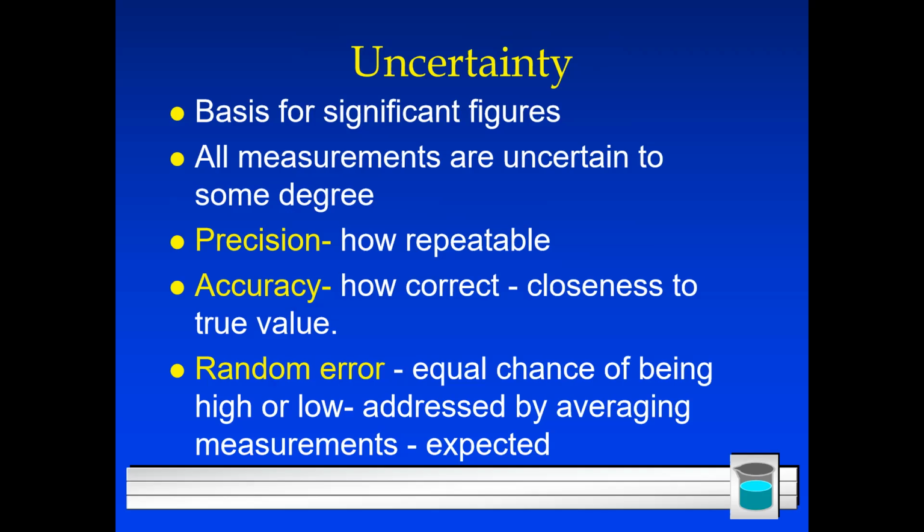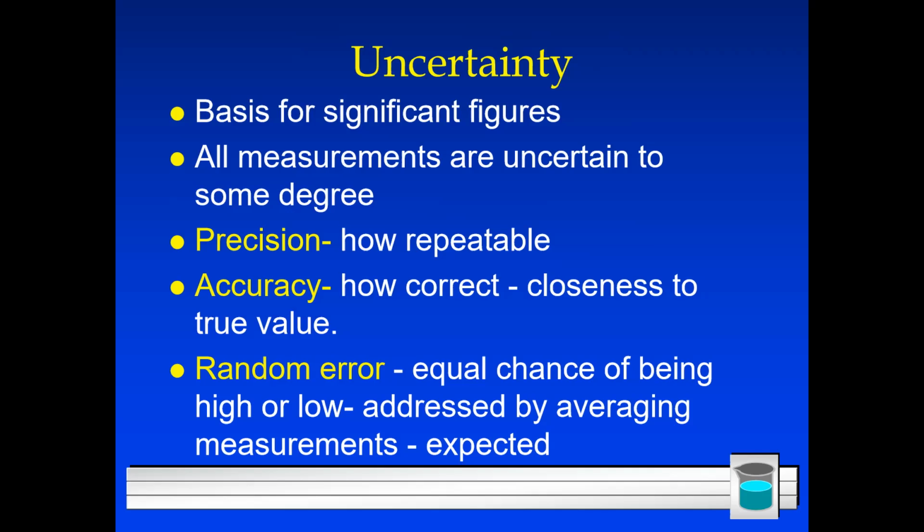And you have two types of error. Random error, which is random and happens because of whatever. There's no real reason, and there is an equal chance of it being either high or low. It's usually addressed by averaging the measurements. That's why whenever you're doing any kind of experiment, you want to do it 2, 3, 4, 5, 6 times, depending on how good your results are and what you want.